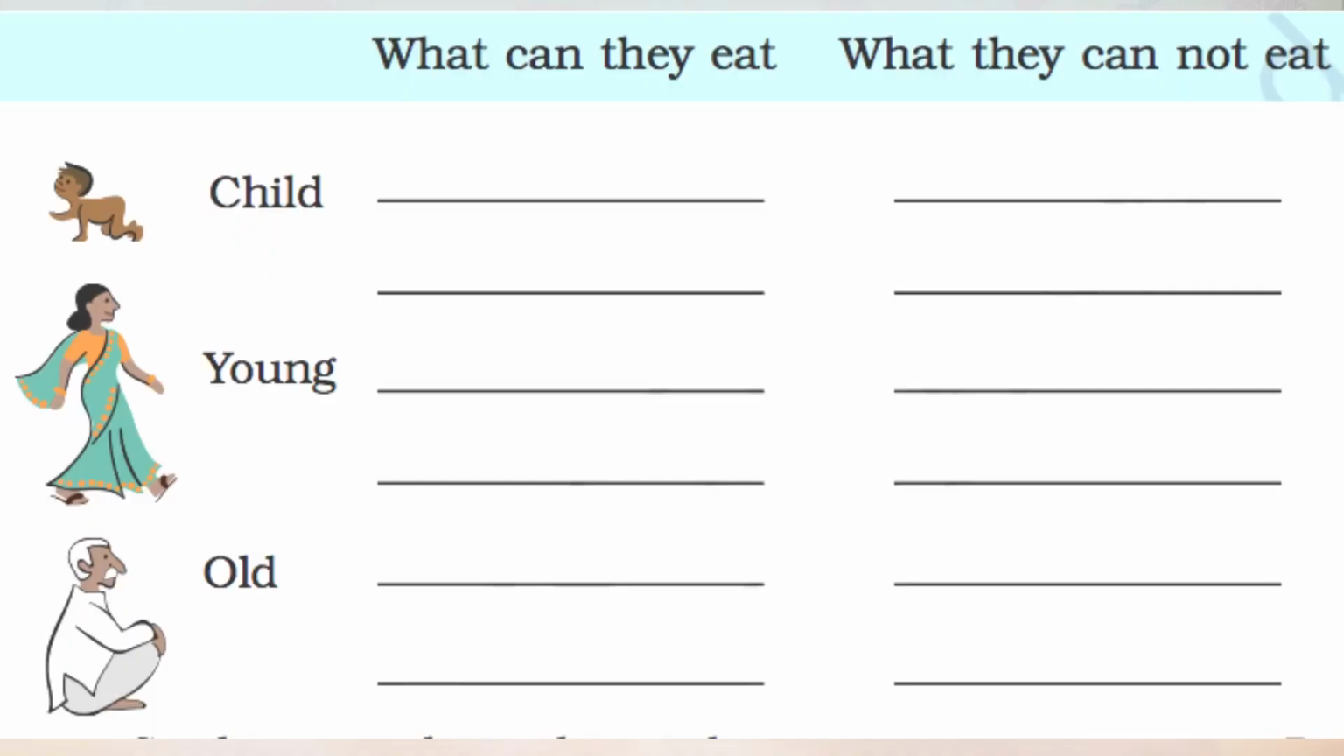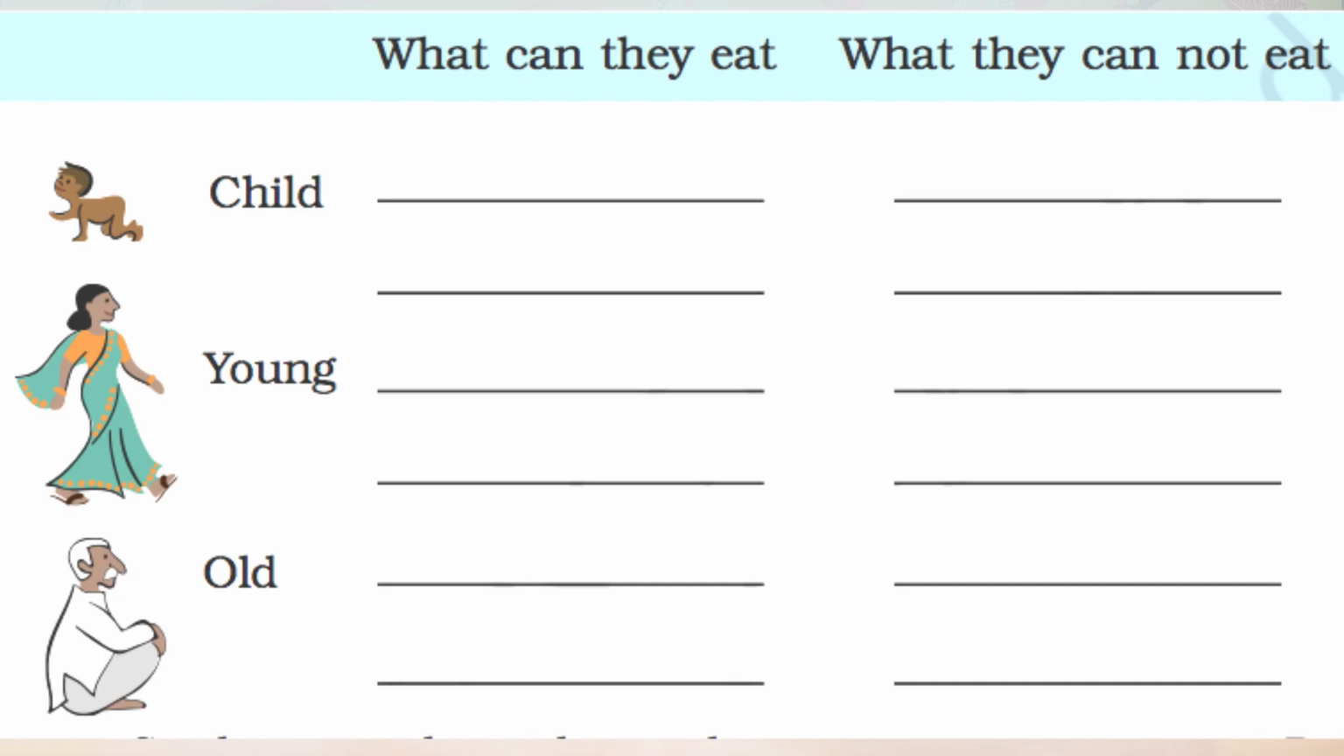Now, students, we are on to a very interesting activity. In this activity, we have to fill this table. This table consists of 3 rows. The first row consists of child, young, and old. Then the second row is of what can they eat, and third row is of what can they not eat. Try to fill this with the help of your parents or your teachers.